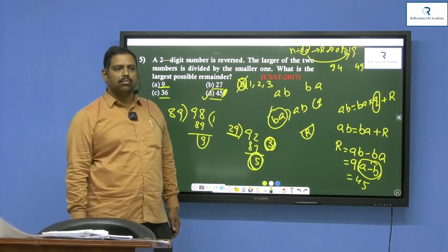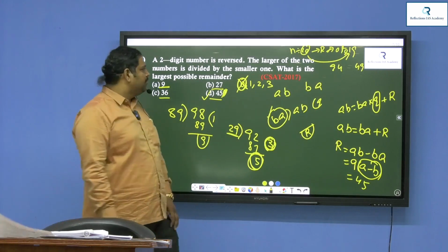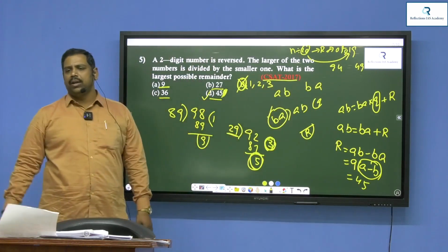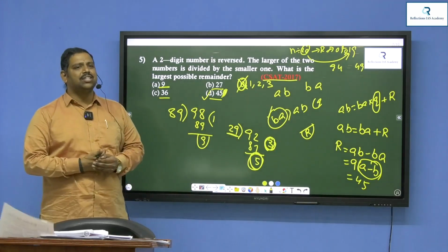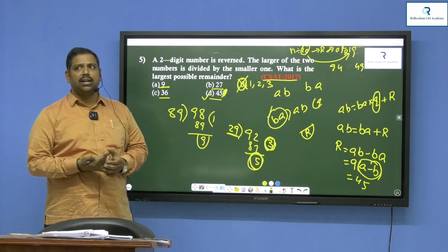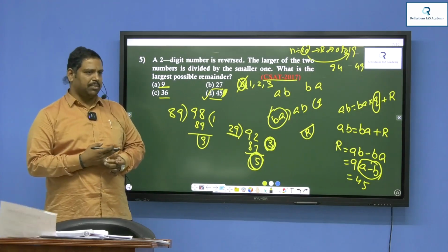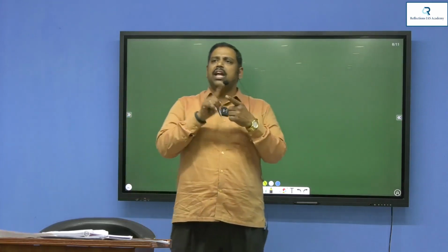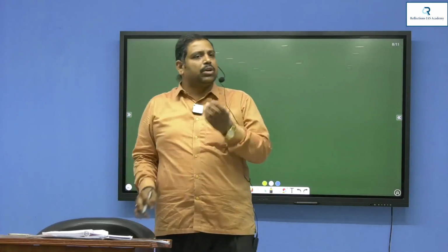Do you understand the concept? Which year was it given? CSAT 2017. Okay. So randomly you should not go with option verification, because if you go with it, you will fail to some extent. If you want to go with option verification, to get a maximum remainder, the quotient should be 1.